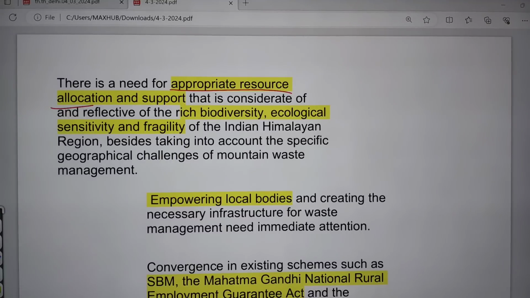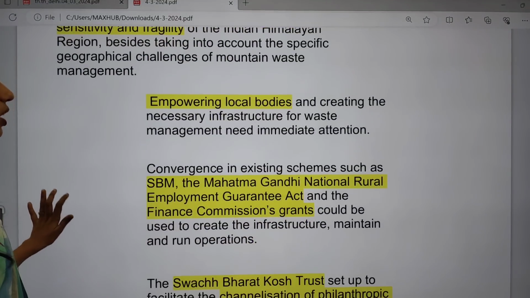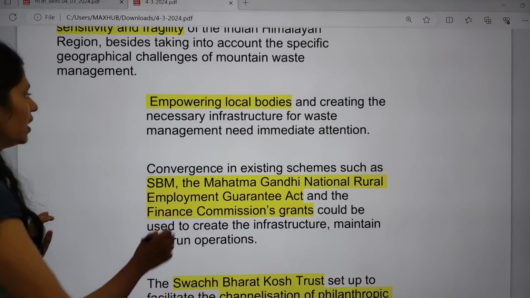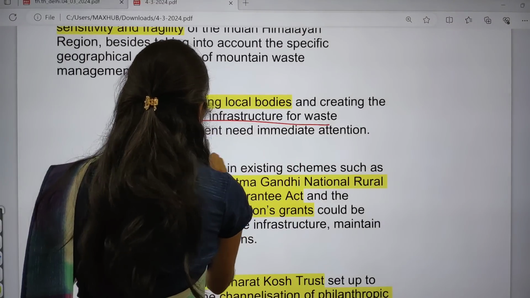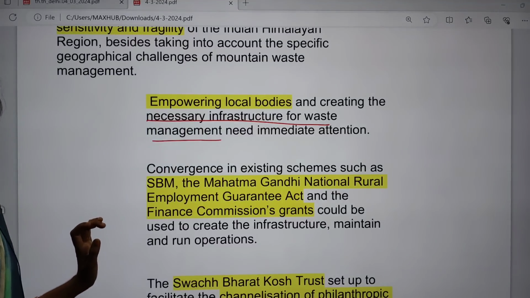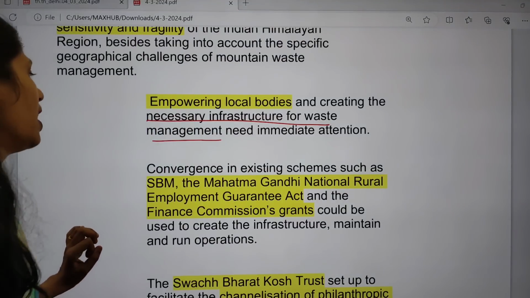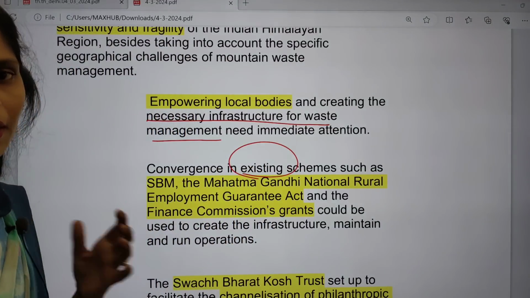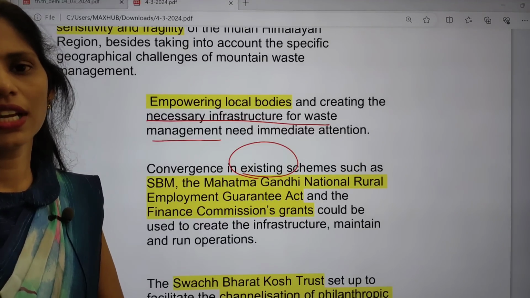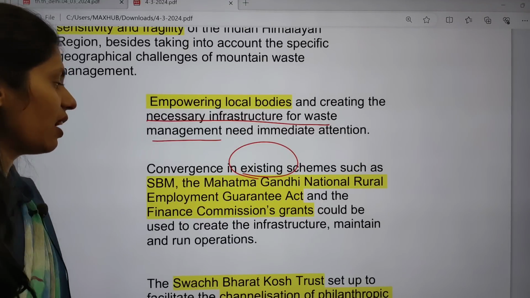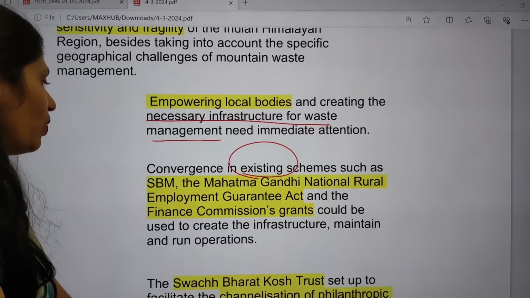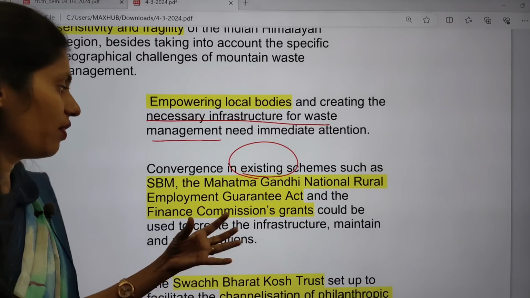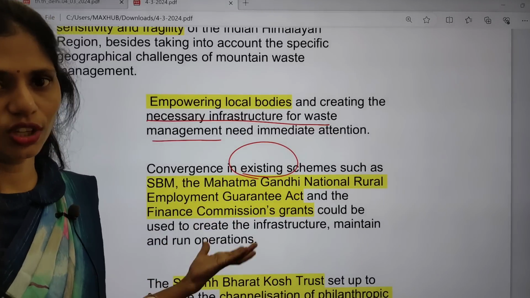So what are the challenges we have? That is mountain waste management. We have to address it specifically, empower these local bodies and create the necessary infrastructure for waste management, and for this we need immediate action. We have to converge the existing schemes like Swachh Bharat Abhiyan and the MGNREGA program, and the Finance Commission, which provides grants for creating infrastructure, as well as maintaining and running operations.